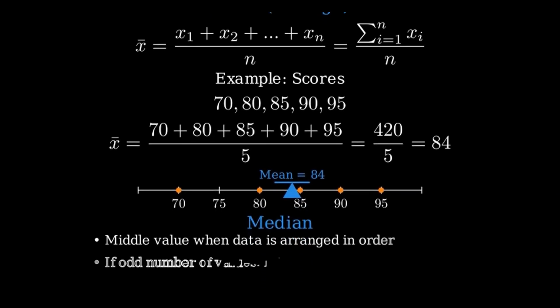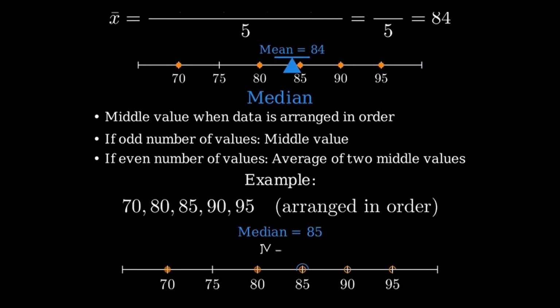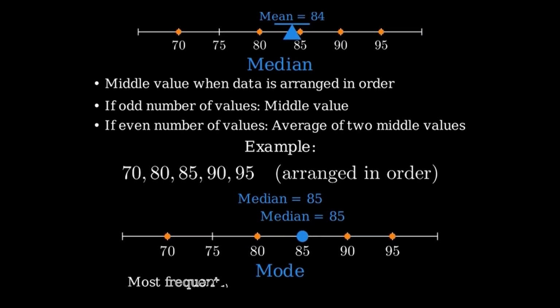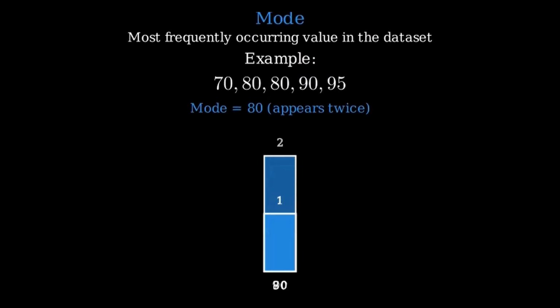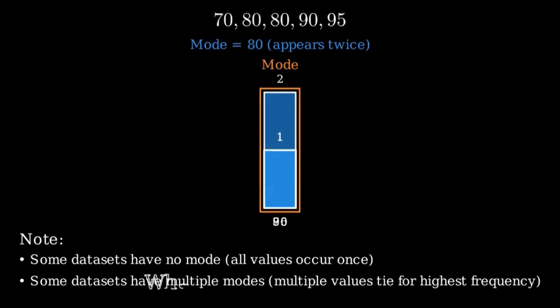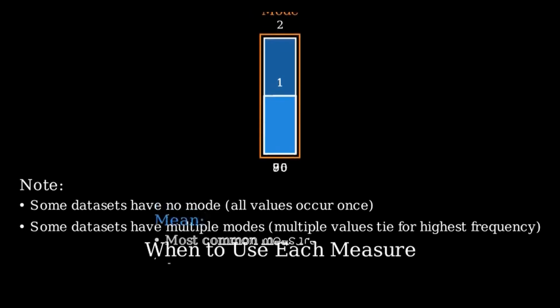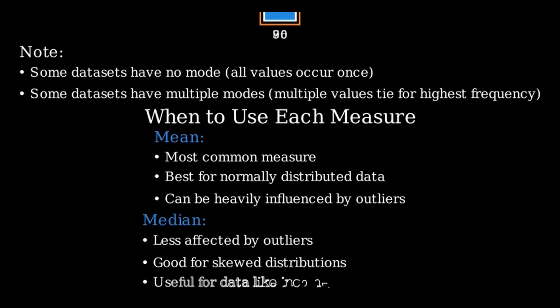Let's discuss when to use each measure of central tendency. The mean is the most commonly used measure and works well with normally distributed data. However, it can be heavily influenced by extreme values or outliers. The median is less affected by outliers and extreme values, making it useful for skewed distributions or when dealing with data like income or house prices where extreme values are common. The mode is particularly useful for categorical data where calculating a mean doesn't make sense, such as finding the most popular shoe size or most common blood type.